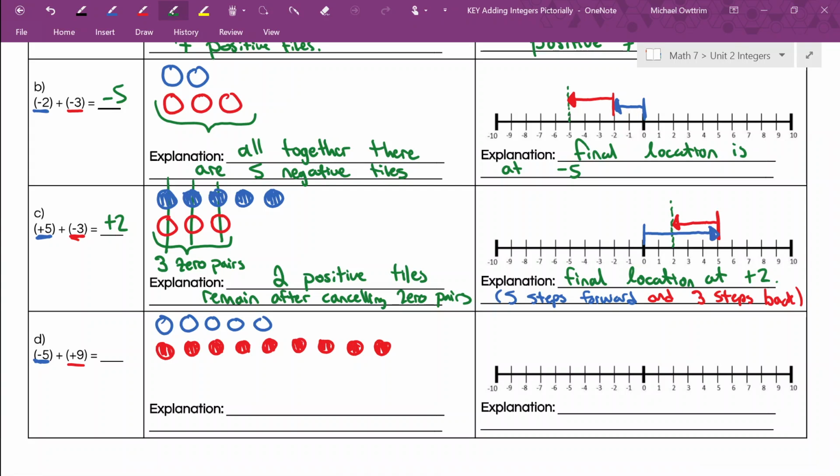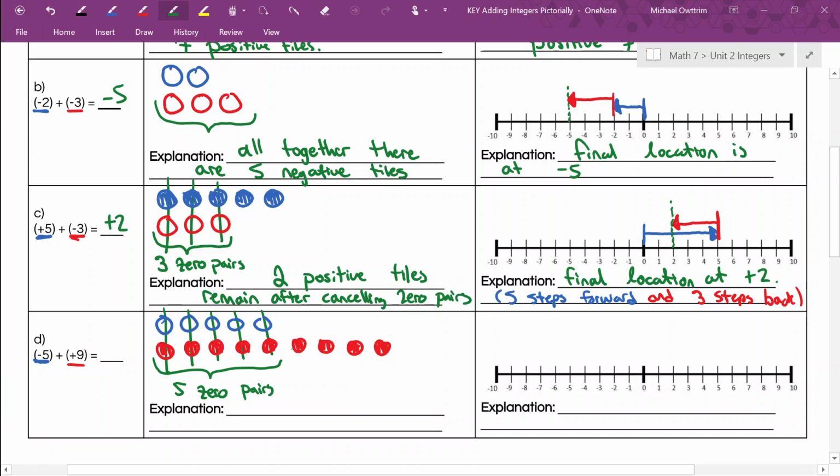We do see some positives and some negatives here. We have different signs on our integers. That means we can go ahead and cross out 0 pairs. So 1 positive and 1 negative cancel out. Second positive cancels with a second negative. A third, a fourth, a fifth 0 pair. So there were 5 0 pairs.